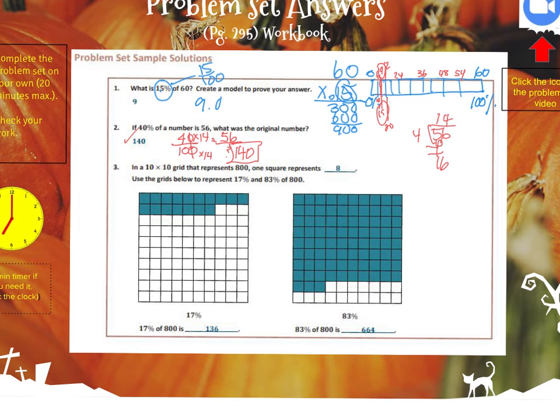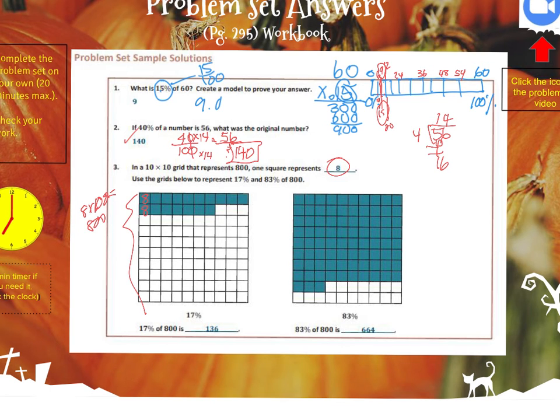But here's my thing. You give me an answer, but I want to know how I get there. In a 10 by 10 grid, that represents 800, 1 square. So if we're looking at this whole thing and it's 10 by 10, which normally is 100, but they're saying it's 800, that means each of these has to be valued at 8, because 8 times 100 equals 800. Okay, got it. And so that's how they get this number.